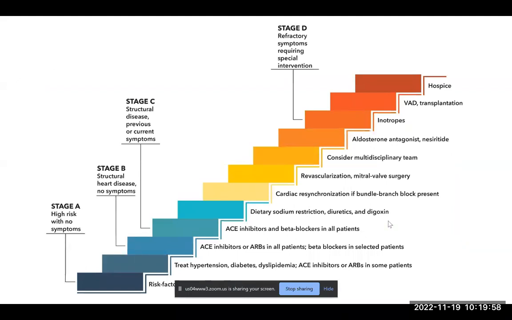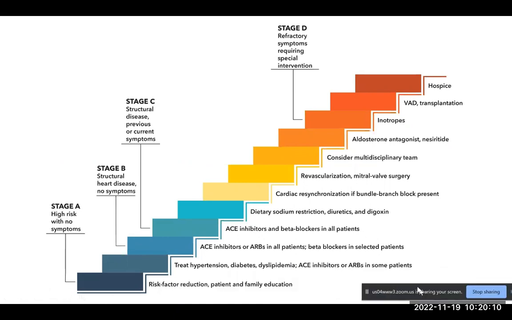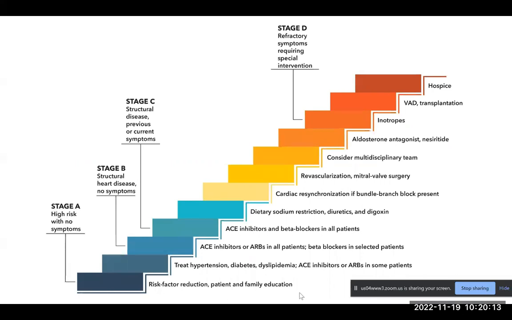So if we look at this, if you see stage A, where high risk with no symptoms, so mostly it's risk factor reduction and patient and family education. Stage B, you have a structural heart disease but no symptoms. So you give those patients ACE and ARBs and beta blocker in selected patients, and you treat all risk factors for heart failure. Stage C, all of these are considered: ACE, beta blockers, and then dietary sodium restriction, diuretics and digoxin.